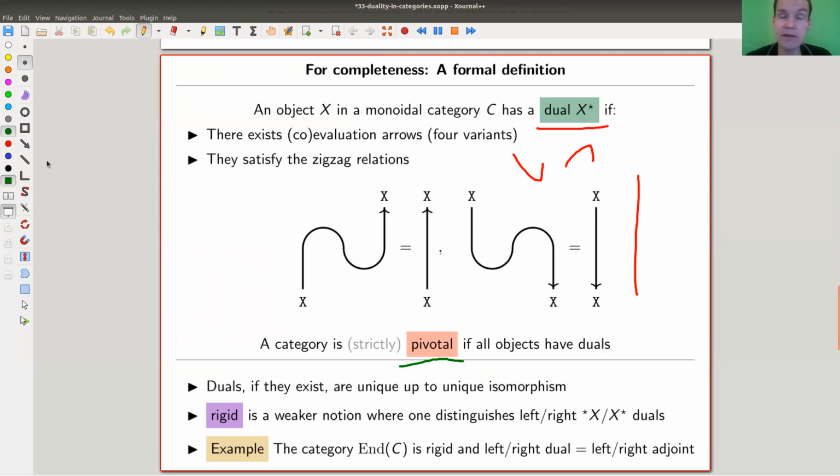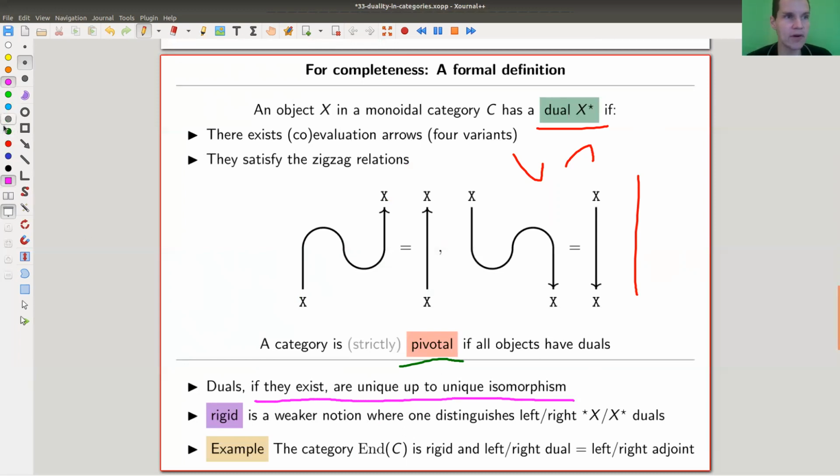So they might not exist. Example, it would be infinite dimensional vector space. Infinite dimensional vector spaces do not have duals in this sense. They have a dual vector space, but it's not a dual in this sense. So they might not exist. But if they exist, they're unique up to the usual unique isomorphism. So we could talk about the dual.